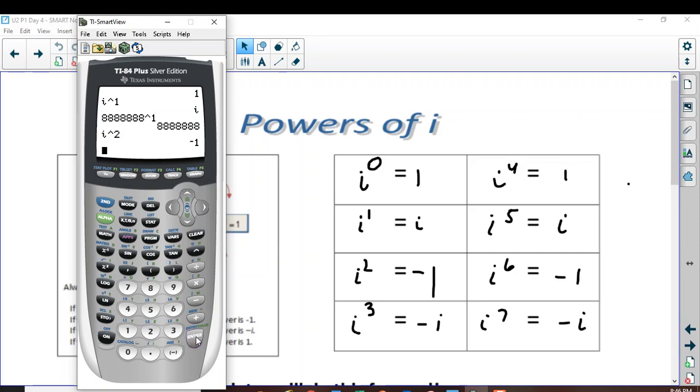You want to be doing this so you're practicing, getting to know how to use the calculator. So I'm going to do i to the third power, and that gives me -i.